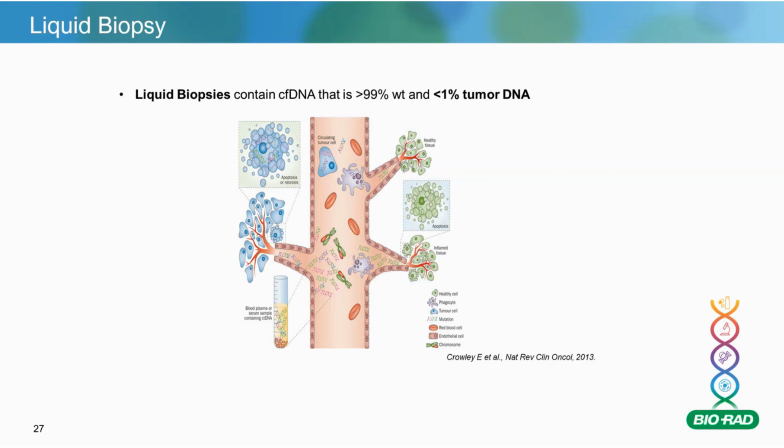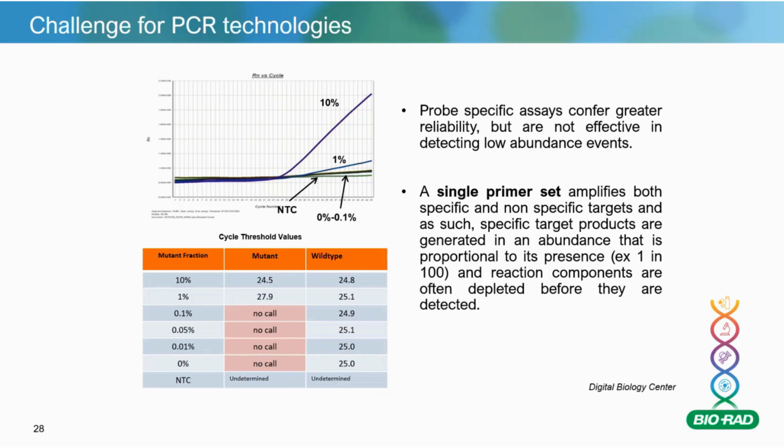So if we look at the examples here, we can see that cell-free DNA, which is 99% wild type and 1% tumor DNA, means that the chance of you detecting that less than 1% tumor DNA in a normal PCR or NGS or something similar is really, really little to none. So what does that actually mean?